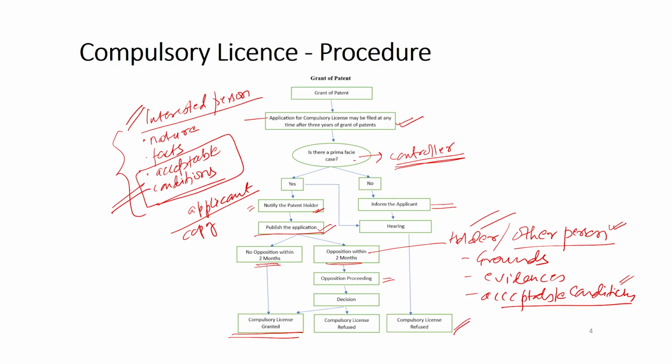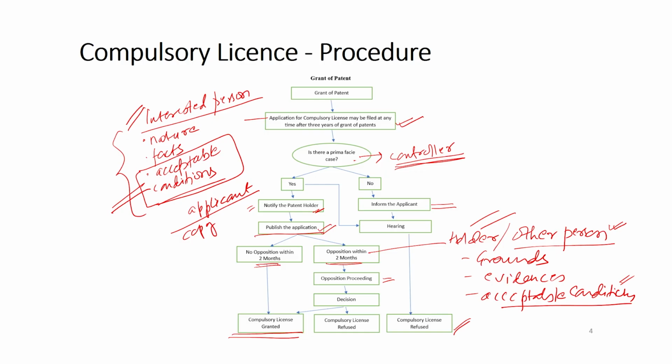So, this is the procedure to obtain compulsory license. As I said, it starts after grant of patent. Once patent is granted, within 3 years, any interested person can file an application for compulsory license. Controller has to decide whether there exists a prima facie case. If there is no prima facie case, the case is over. The compulsory license will be refused. In case there is a prima facie case, patent holder shall be notified, application shall be published, oppositions will be invited in 2 months. On the basis of opposition, proceedings shall be conducted, and a final decision as regards granting or refusing to grant compulsory license shall be taken.